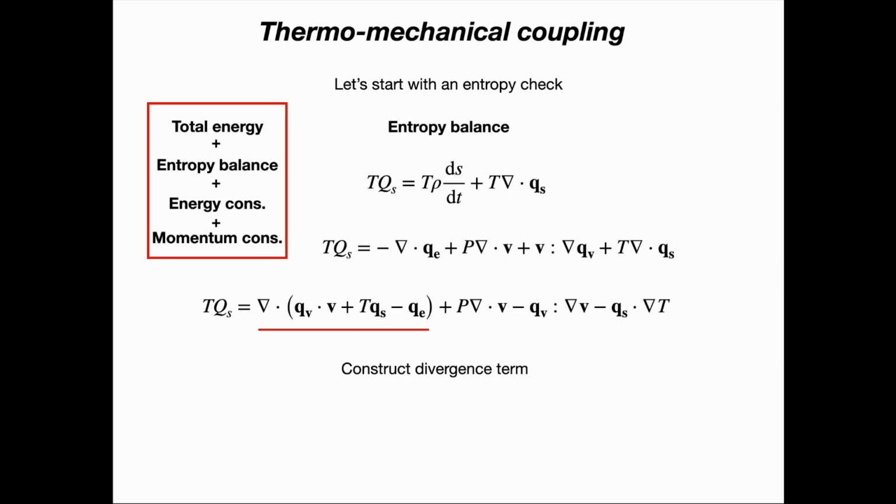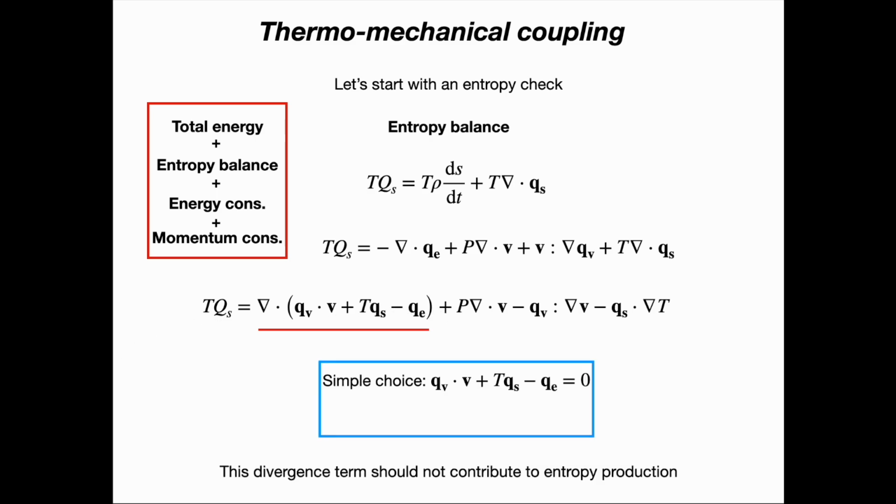So what are we going to do now? As usual, we want to cancel out the contribution of the divergence term. And we can do a simple choice here and set QVV plus TQS minus QE equal to 0. This for sure will cancel out the contribution of this divergence term. And it has a consequence to formulate the energy flux. So with this, we can formulate the energy flux being QVV plus TQS.